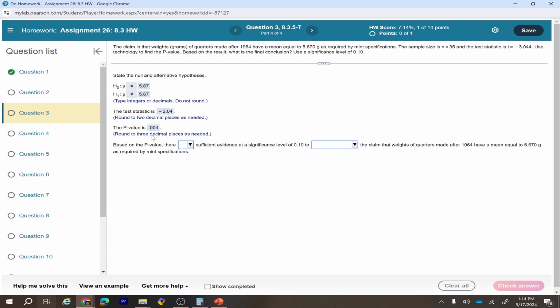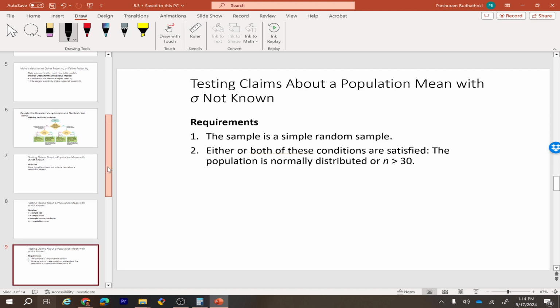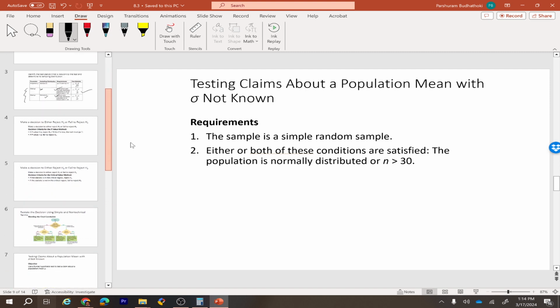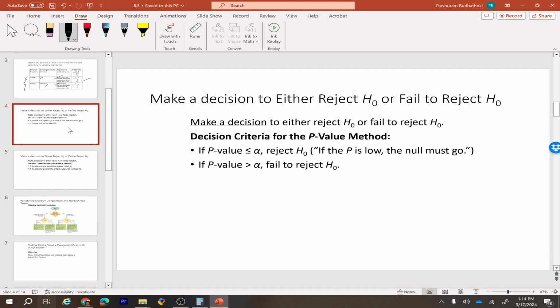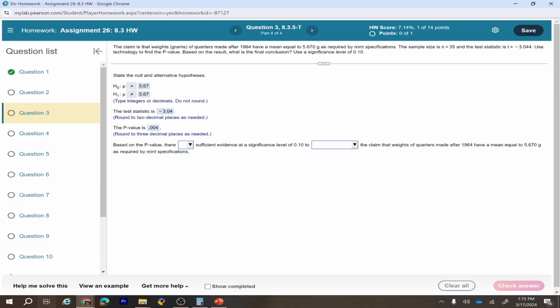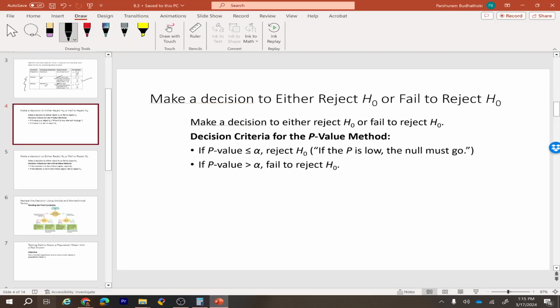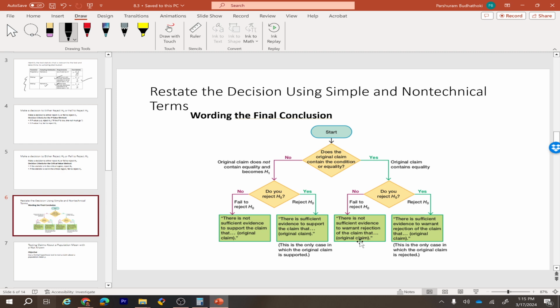Okay, now because the p-value is 0.004, you compare that value with alpha. The p-value is less than alpha: alpha is 10% and the p-value is 0.004. So if the p-value is less than alpha, reject the null hypothesis. So that's the first thing. After that, you have to use this to make the final conclusion.